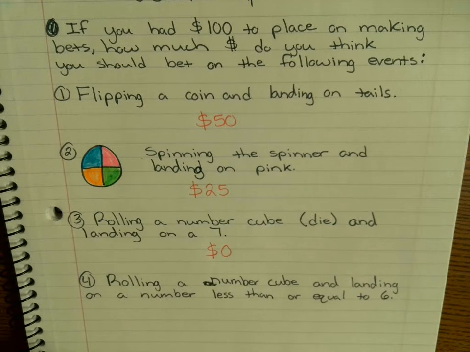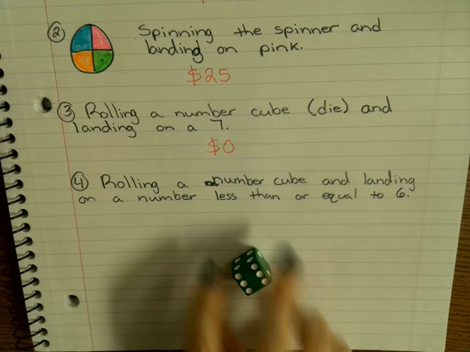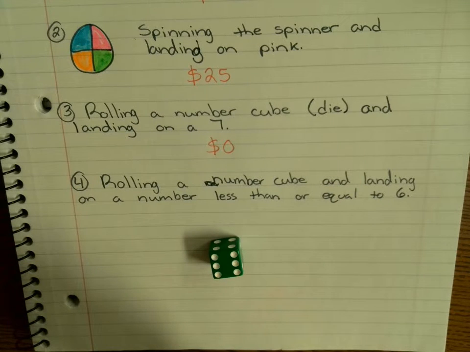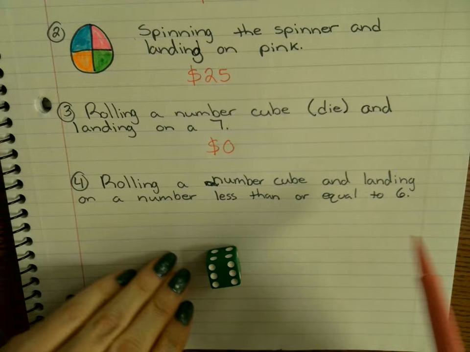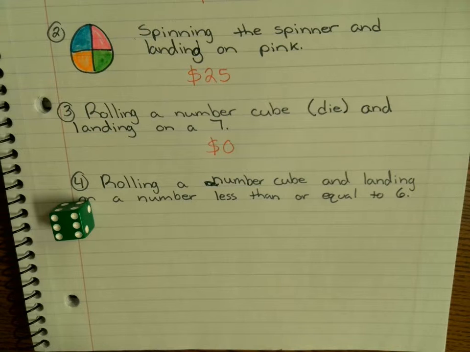Amir, how much are you going to bet for the 4th one? Rolling it and landing on a number less than or equal to 6. Great. That's not what I asked, though. Number less than or equal to 6. How much of your money are you going to bet then, Amir? $10. That's it.